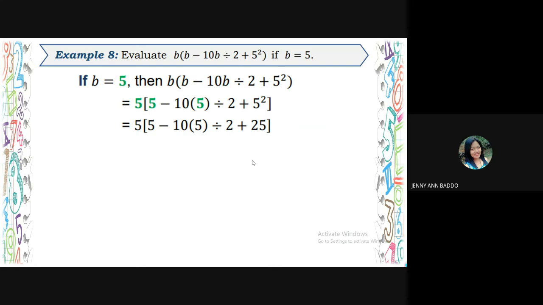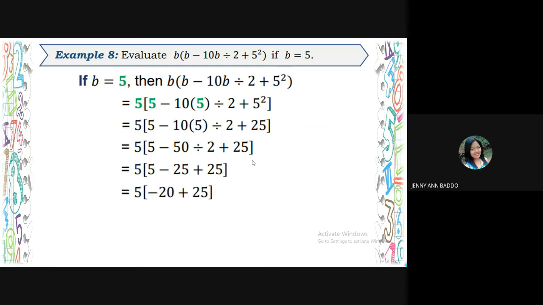And then we have to multiply 10 times 5, that's 50. Divided by 2 is 25. And then working on 5 minus 25 plus 25, that's 5 minus 25 first is negative 20, plus 25, so we have positive 5. Then times 5 is 25. For addition and subtraction, you can also do combining or adding first terms with the same signs. Like this, 5 plus 25 is 30, then minus 25 is 5.